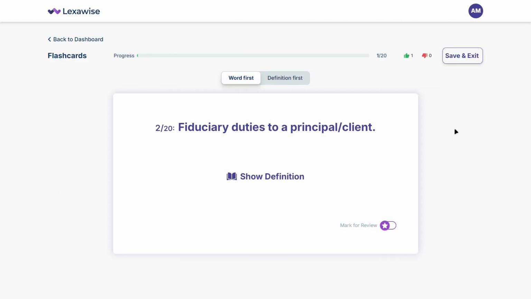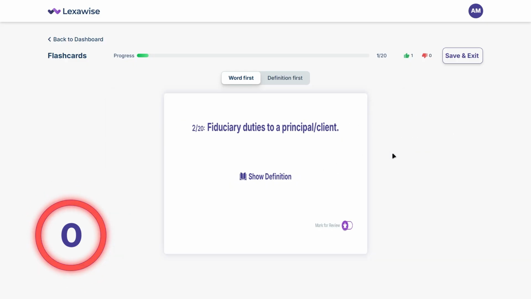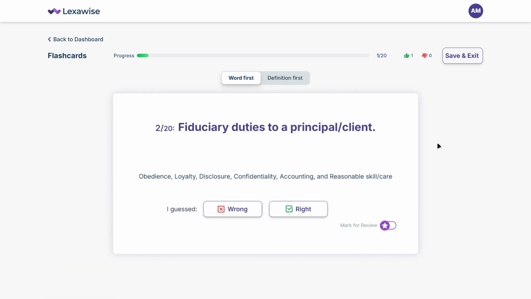Term number 2. Fiduciary duties to a principal or client. This is testable. Can you name all 6 fiduciary duties? Try to list them. Fiduciary duties: obedience, loyalty, disclosure, confidentiality, accounting, and reasonable skill and care. People learn them using this acronym, OLDCAR.